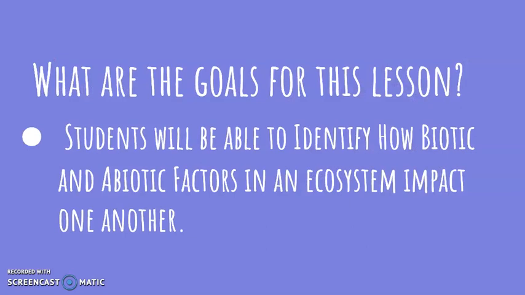So what are our goals for today's lesson? Our goal for today's lesson is that students will be able to identify how biotic and abiotic factors in an ecosystem impact one another.